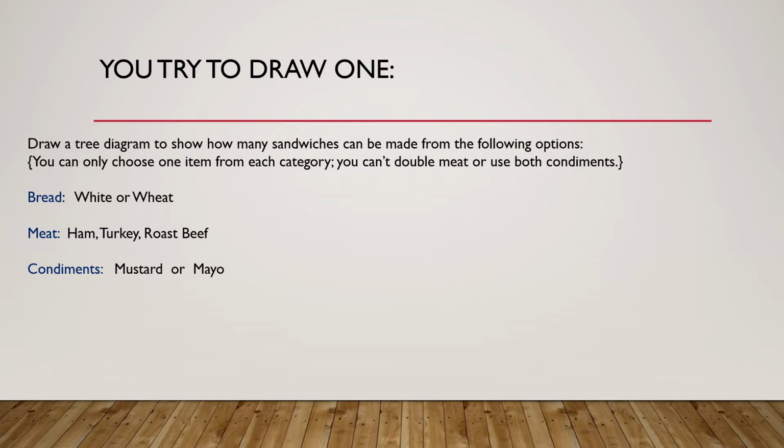So I'm going to give you a couple minutes here to try this one. You are going to draw a tree diagram to show how many sandwiches can be made from the following options. And you can't double the meat or use both condiments. Okay, so pick which one you want to start with, whether that be the bread, the meat, or the condiments. Personally, I always start with the first one that they list because that to me is the easiest, but you guys can choose. So I'll give you a second here to try and set that up.